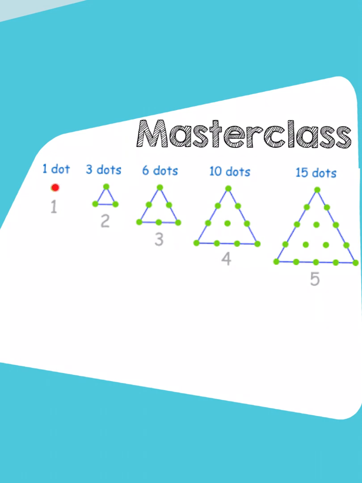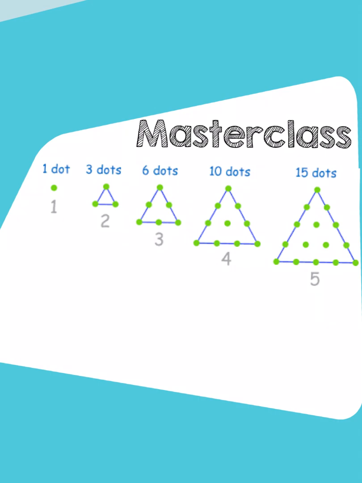In the first one, it's not really a triangle, it's just 1 dot. Then by adding another 2 dots, I've got 3 dots. Then by adding another 1, 2, 3, I end up with 6 dots. And then I add another 4, 1, 2, 3, 4. I now have 10 dots. Then if I add another 5, 1, 2, 3, 4, 5, I end up with 15 dots. So effectively, these are triangle numbers.